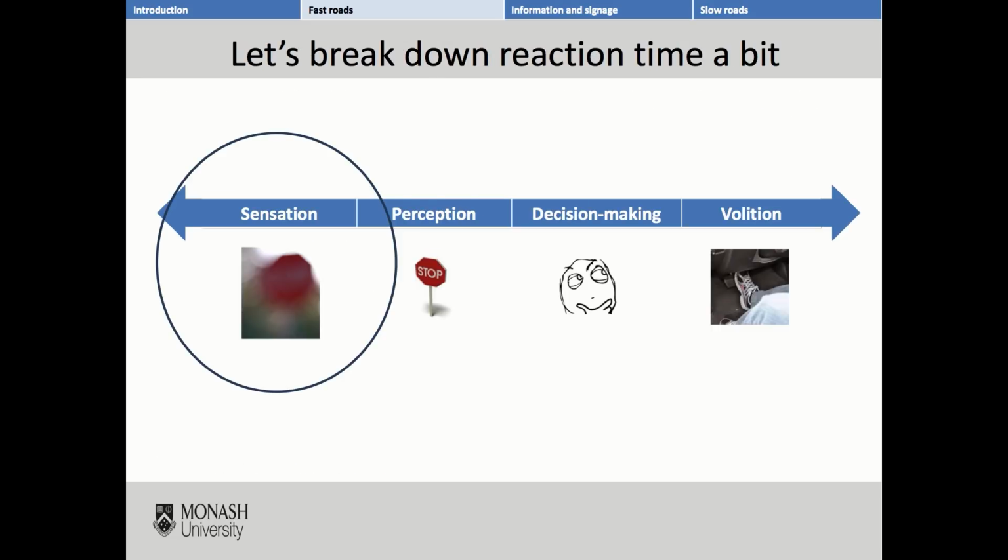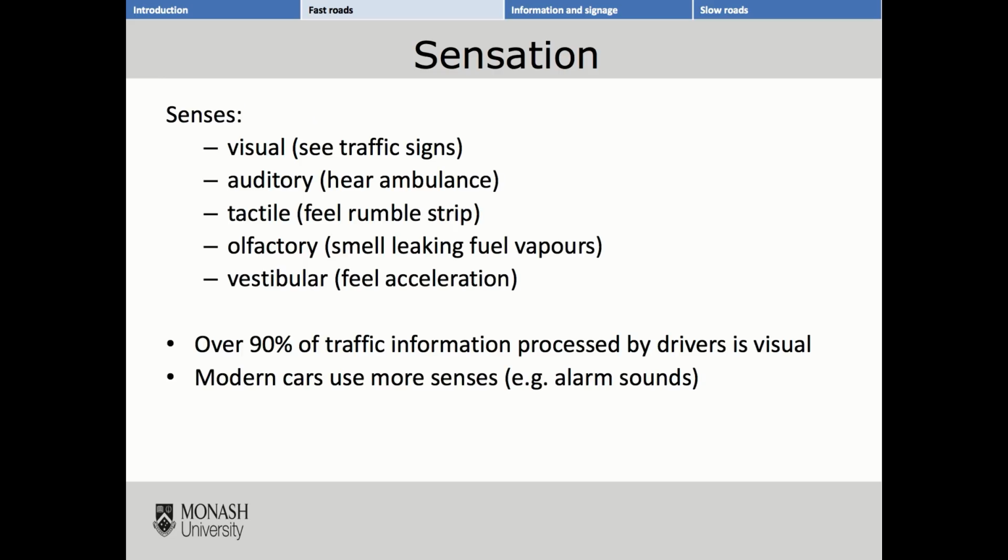So let's break down that reaction time a little bit. We start with that first sort of perception and sensation that there is something that I might need to consider, a flashing light or a red sign. And these are visual, sometimes they're auditory, it could be tactile, even smelling things, or you might feel something different with the car. Most of the information is going to be visual.